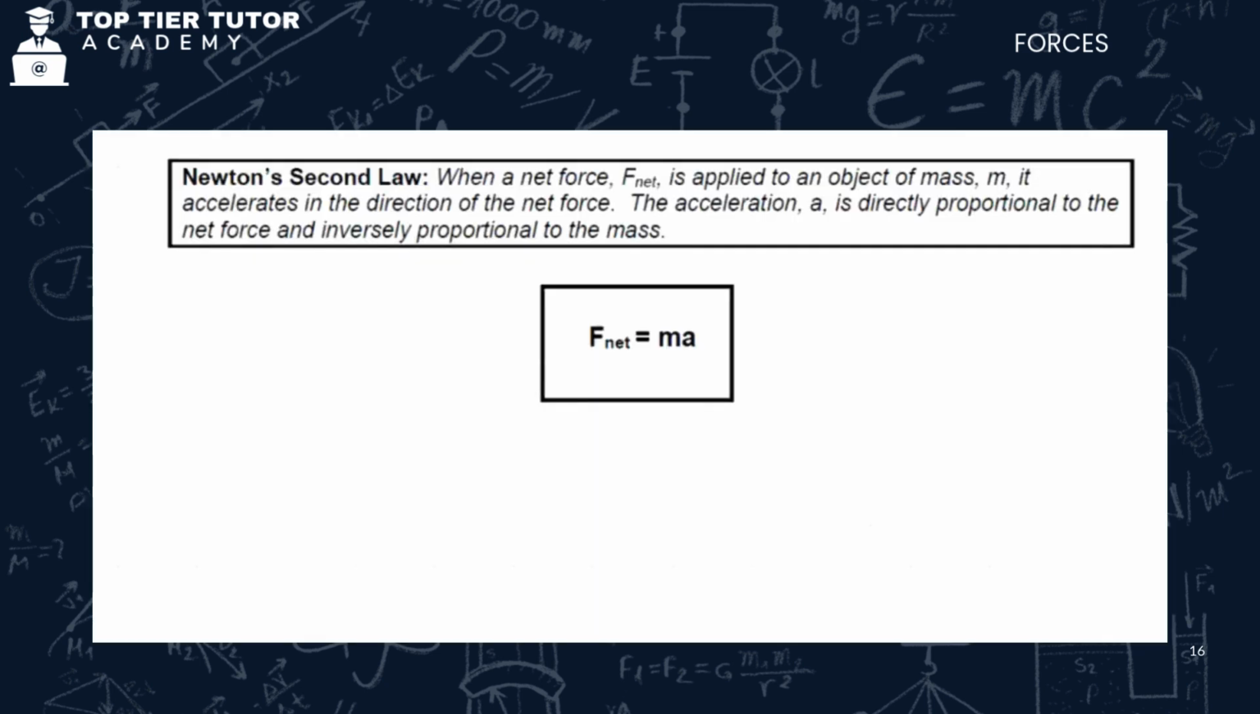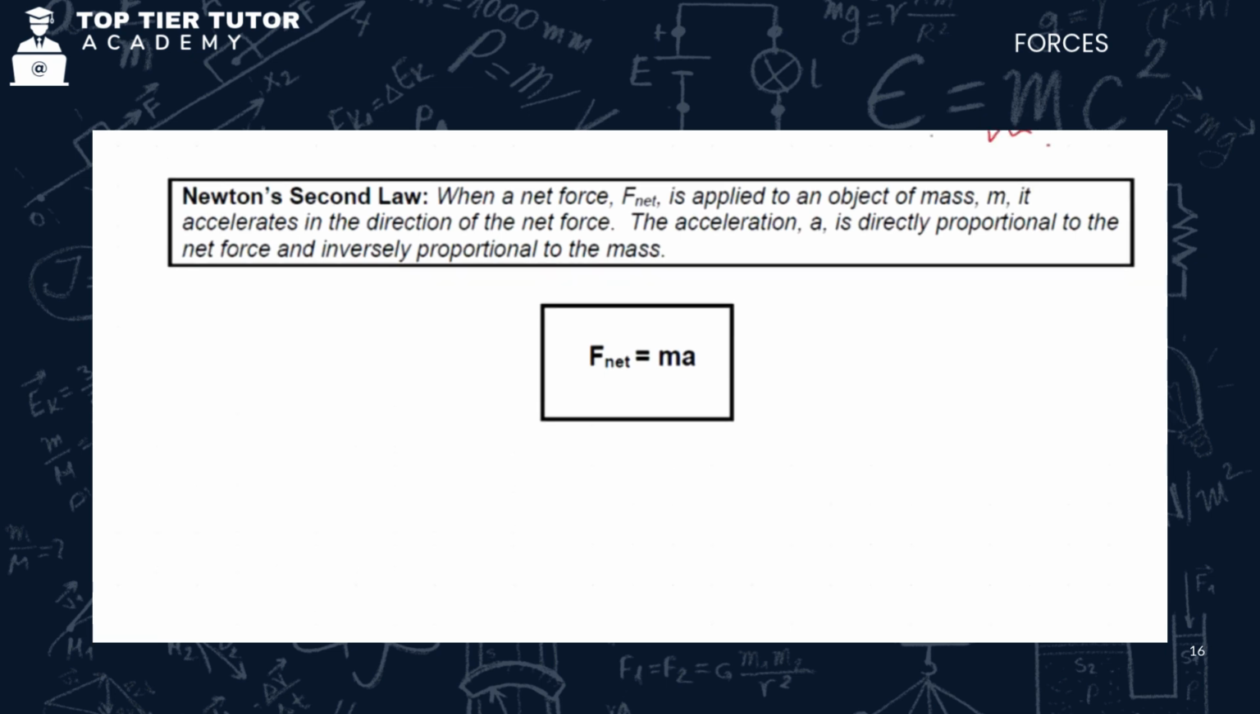So if we were ever asked to write down the definition of Newton's second law: when a resultant force F is applied to an object of mass m, it accelerates in the direction of the resultant force. The acceleration is directly proportional to the force, meaning when one increases, the other will increase, and when one decreases, the other will decrease, and it is inversely proportional to the mass. Meaning if the mass was to increase, the acceleration would decrease. If the mass was to decrease, then the acceleration would increase. This is the actual definition that you would have to write down.